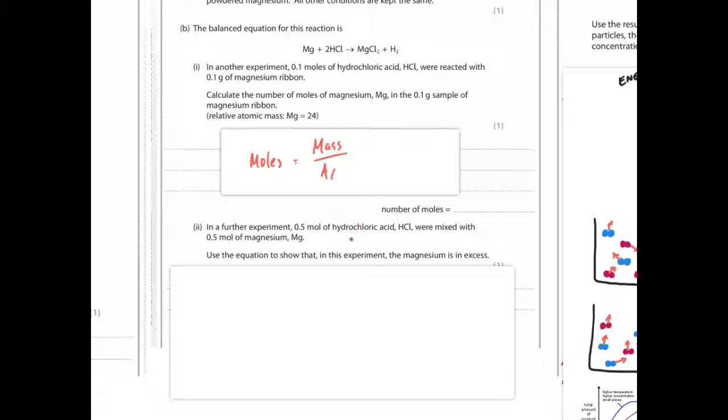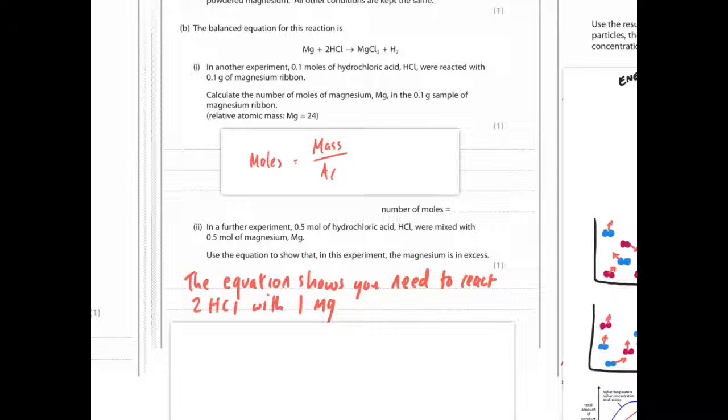So hydrochloric acid has become the limiting reactant because we needed 2, but this is a ratio of 1 to 1, or 0.5 to 0.5, which is the same as 1 to 1, and therefore we'd assume that magnesium would be in excess. So how do you write this? The equation shows you need to react 2 HCl with 1 Mg. That's how we know that 2 moles of HCl react with 1 mole of magnesium. That's how we know that magnesium is in excess.